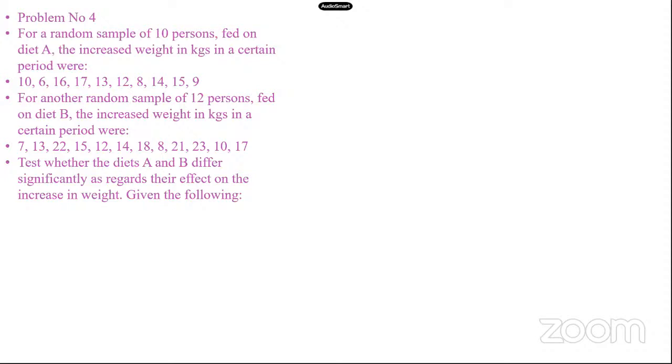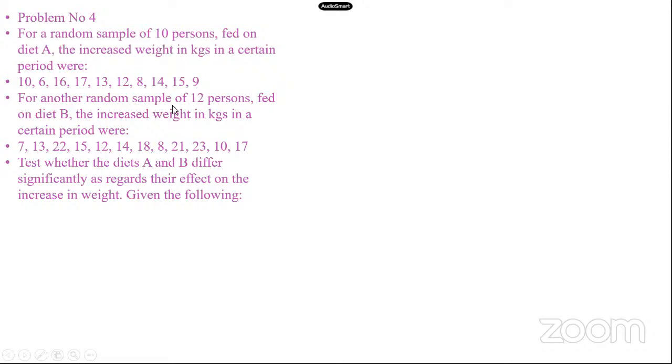And the diet A was given to these 10 persons. या 10 लोकांना डाएट कुठला दिलेला आहे? डाएट ए दिला आणि वजन मोजलं, एवढं वजन त्यांचं या काळात वाढलं. This is the sample 1.